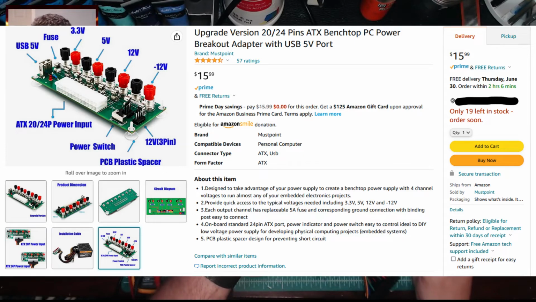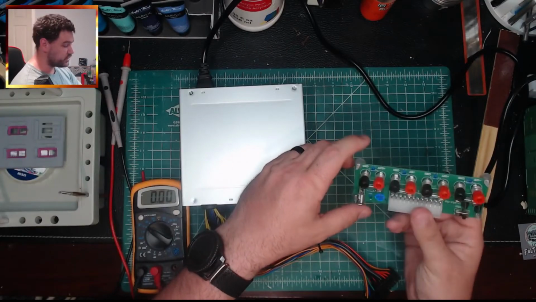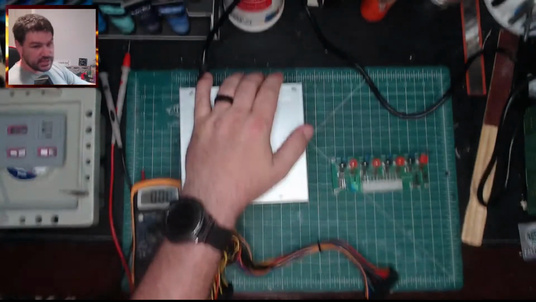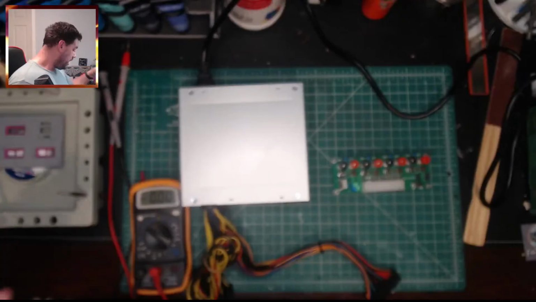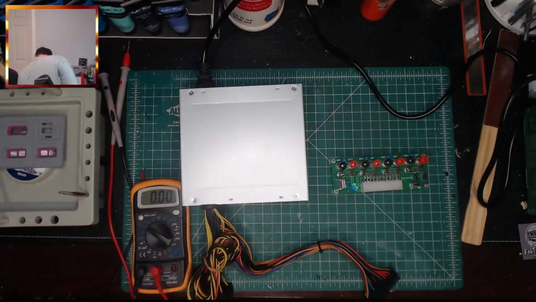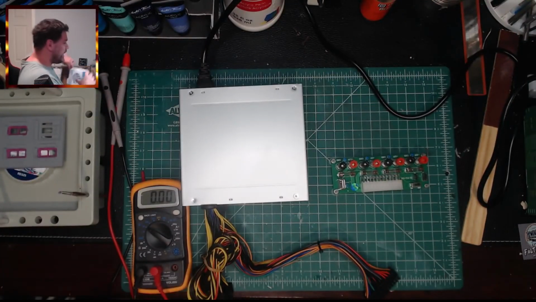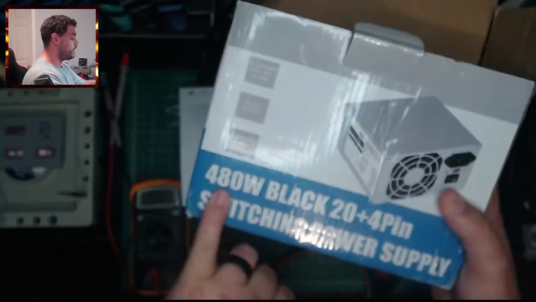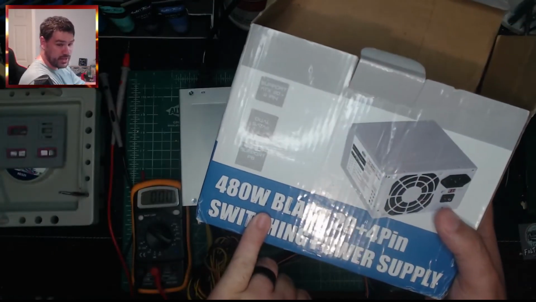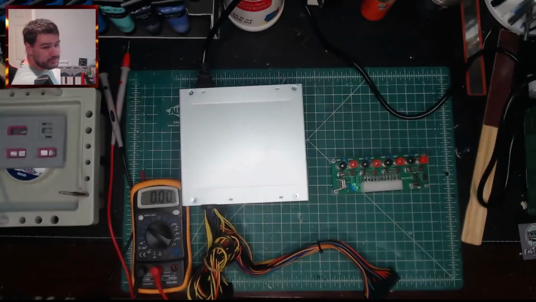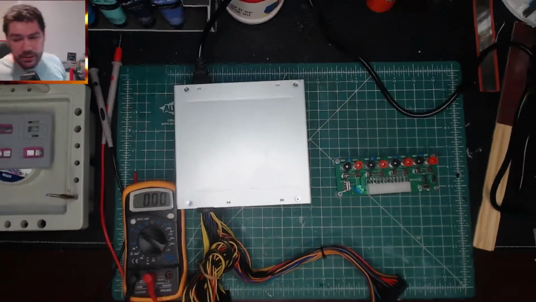Guys, check it out. If this is something you're interested in, again, very easy to set up, very easy way to get power to your DC stuff under your layout. This thing kicks out a lot of power. The box this thing came in says it's a 480 watt power supply. So a lot of amps kicking out of this thing, guys.